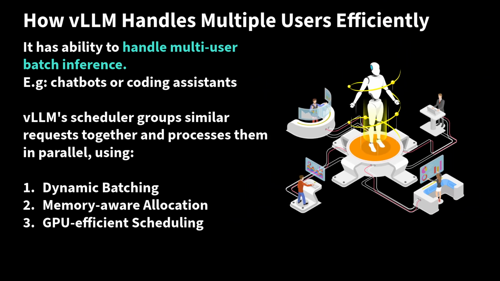One of the coolest features of vLLM is its ability to handle multi-user batch inference. In real-world applications like chatbots or coding assistants, there are many users sending messages at different lengths and different times. The vLLM scheduler groups similar requests together and processes them in parallel using dynamic batching, memory aware allocation, and GPU efficient scheduling. This means AI can serve more users in less time with lower cost and higher quality.